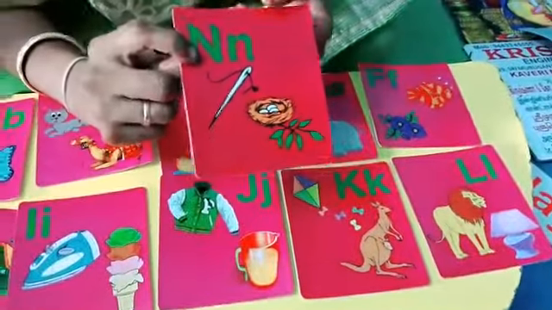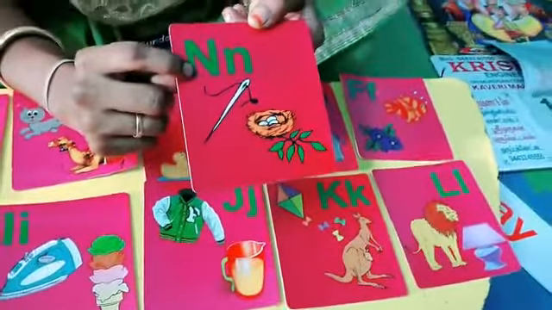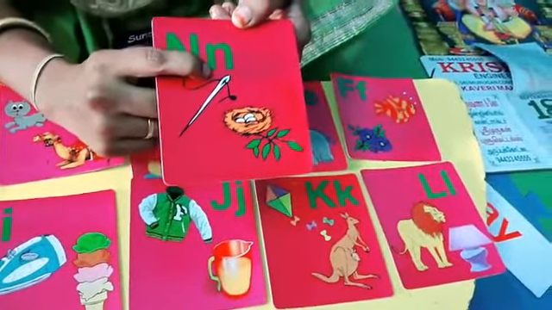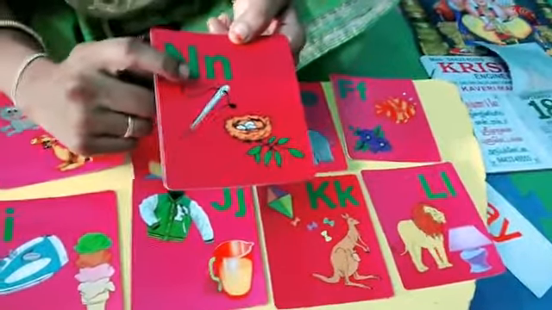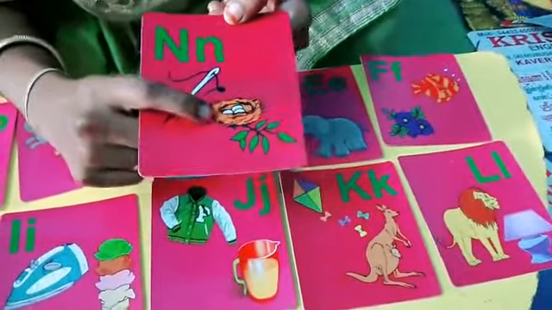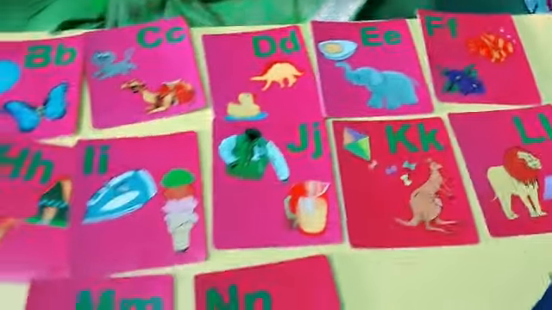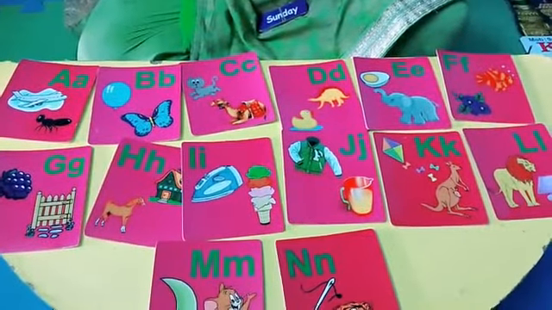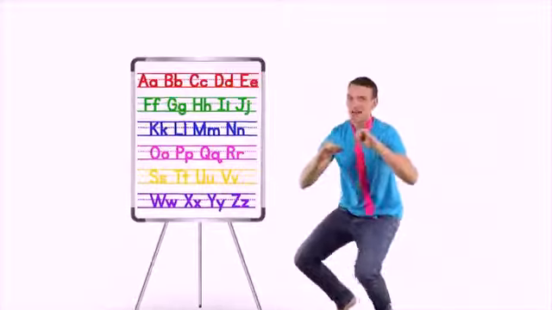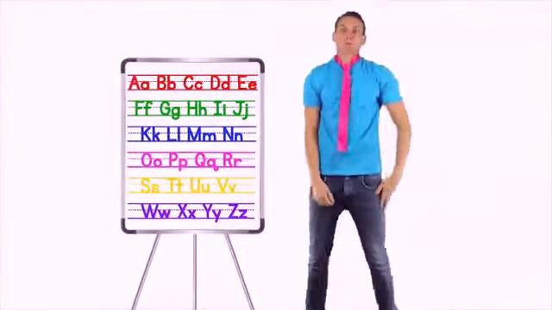Let's see the letter N. What is this letter? Capital N. This is small n. N for needle, nest. Okay, baby. I hope everyone is clear about the A to N range. You have to practice from letter A to N with the phonic sound, saying the object along with the phonic sound. Daily practice at your home.